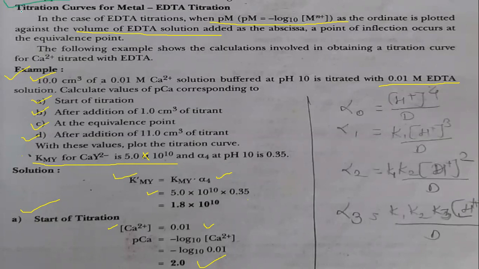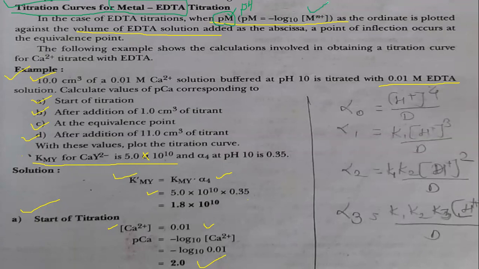So as like one electron system, now we'll see the titration curve for metal EDTA titration. Here in EDTA titrations, PM stands for the metal ion. As like pH, here it is PM. What is PM? PM is the negative log to the base 10 of the concentration of M raised to n plus. So this is the concentration of the corresponding metal ion.